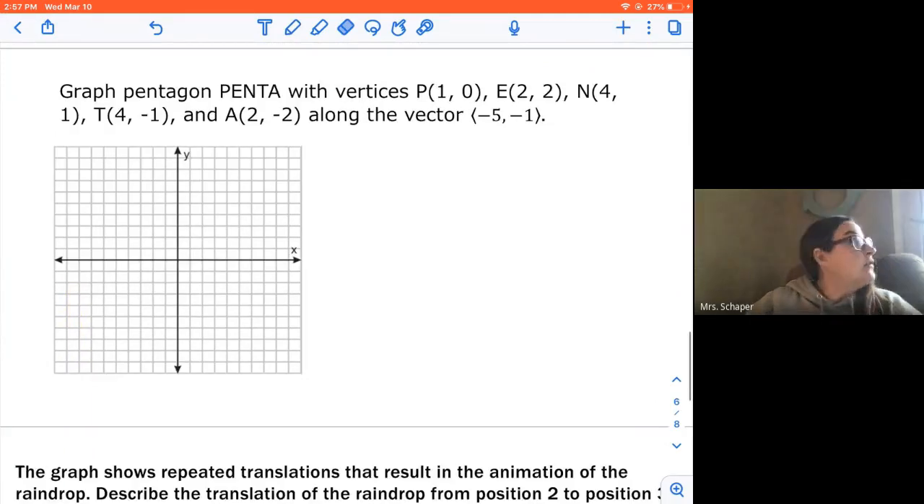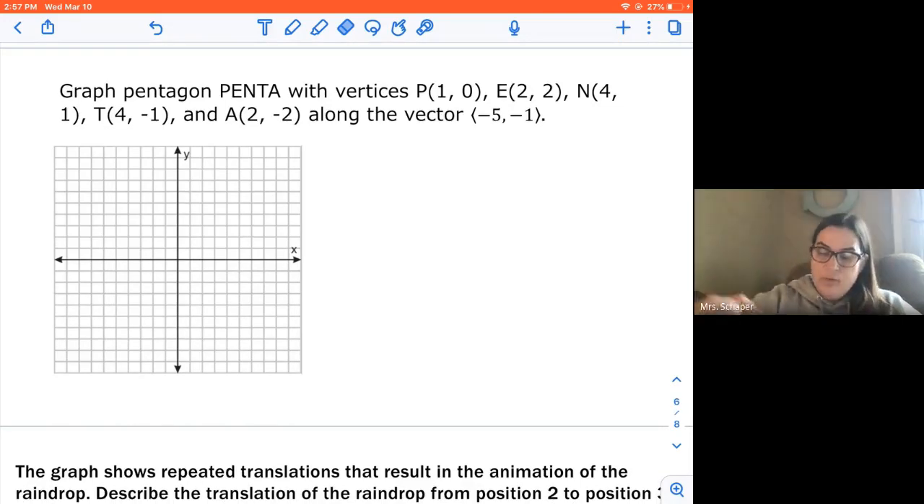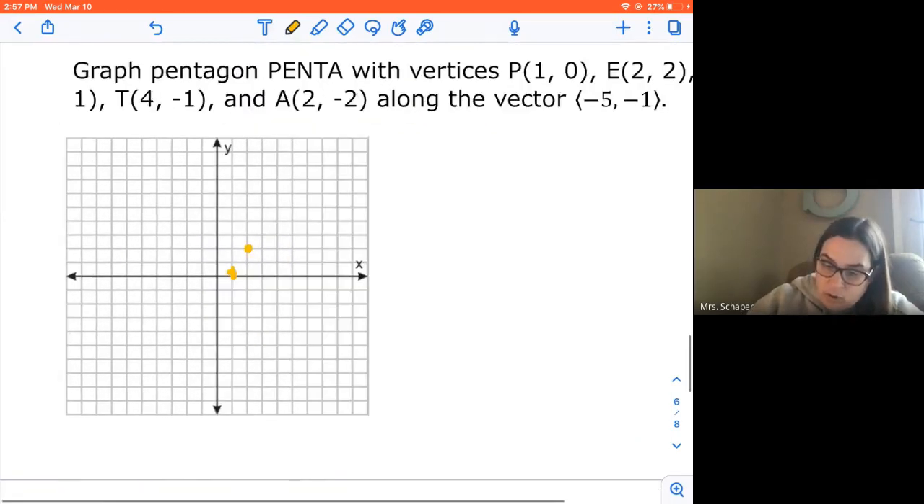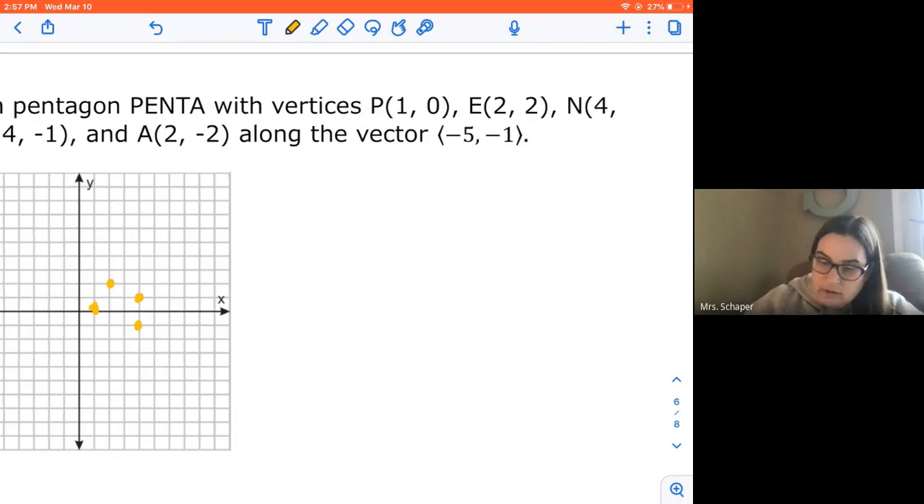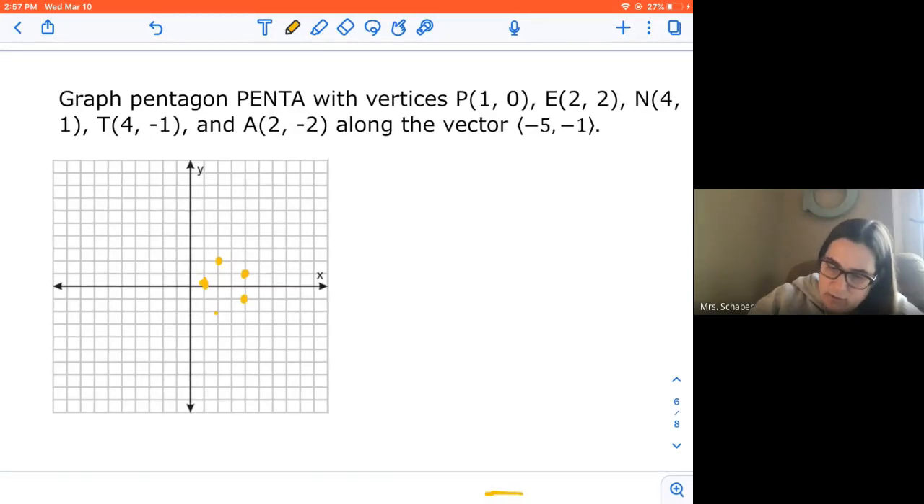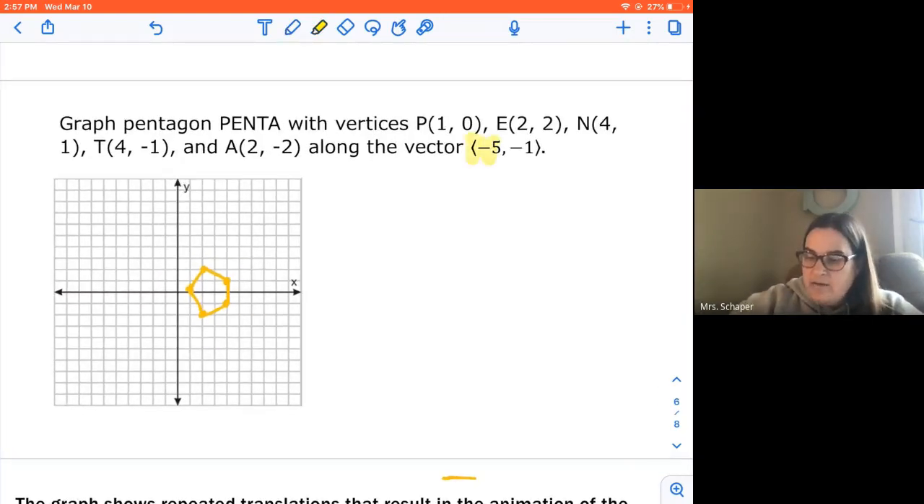All right, so let's graph pentagon PENTA with the vertices (1, 0), (2, 2), (4, 1), and move it along vector (-5, -1). So I'm going to start by putting my points. (1, 0), (2, 2), (4, 1), (4, -1), and (2, -2). Whoops, (2, -2), that's where I missed it. There we go. So here's my pentagon, and it's going to be moved along the vector (-5, -1).